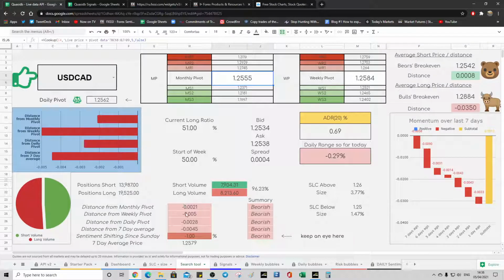So just a quick one on the search tool. I'll talk about the signals next, and then I'll do the weekly bubbles and the daily bubbles afterwards.